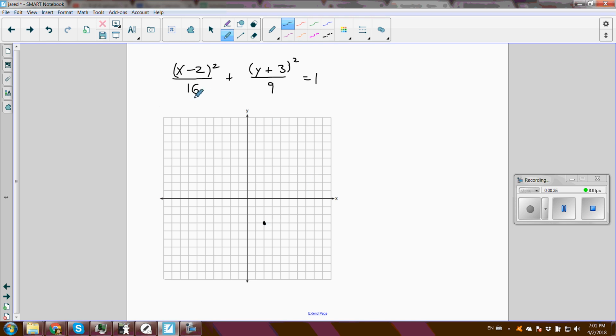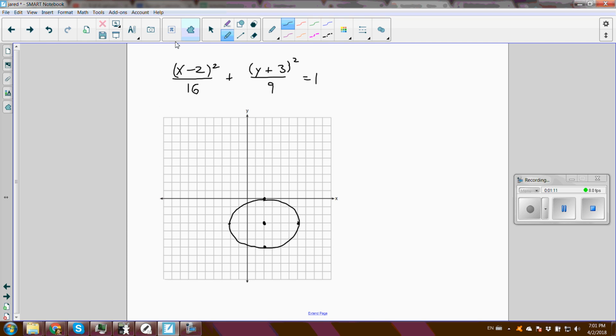And we know that a equals 4. So we come out 4 to the right of the center and 4 to the left of the center. And b equals 3. Then you would just draw your little ellipse like that. That's not bad for freehand. This would be the major axis of this ellipse. This would be the minor axis. These 2 points here will be the vertices, and these 2 points here will be the co-vertices.